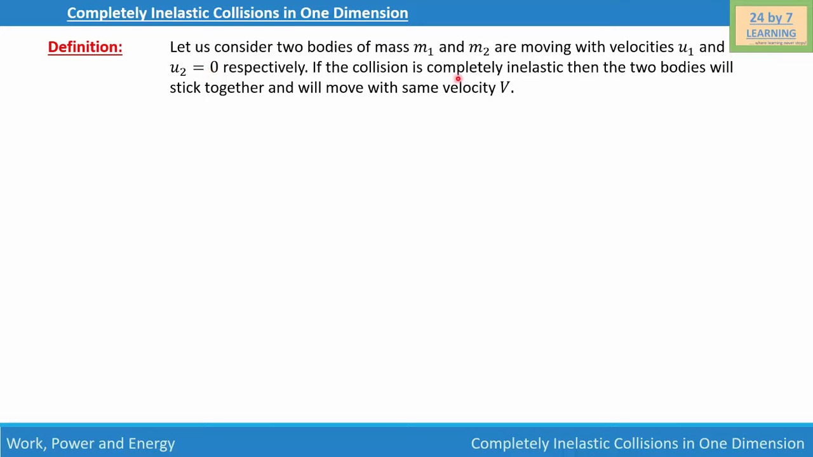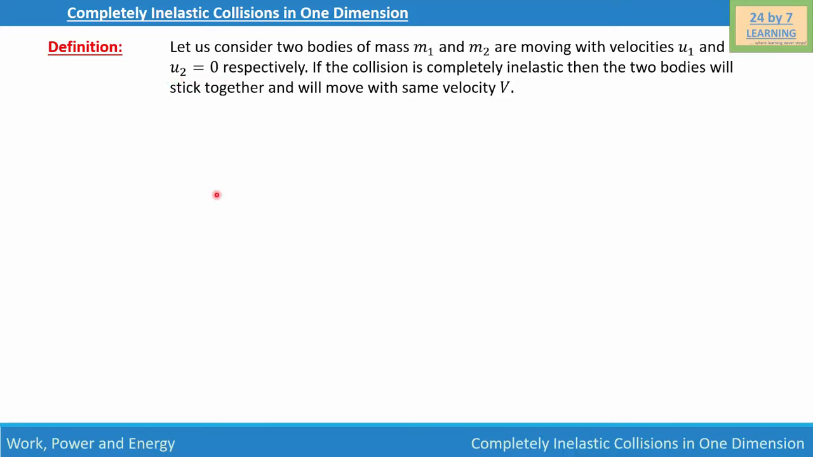If the collision is completely inelastic, then the two bodies will stick together and will move with the same velocity v. In other words, if the collision is completely inelastic, then the two bodies will move together with the same velocity after collision. And remember that the first body is moving with velocity u1, but the second body m2 is at rest because the velocity of the second body is 0.